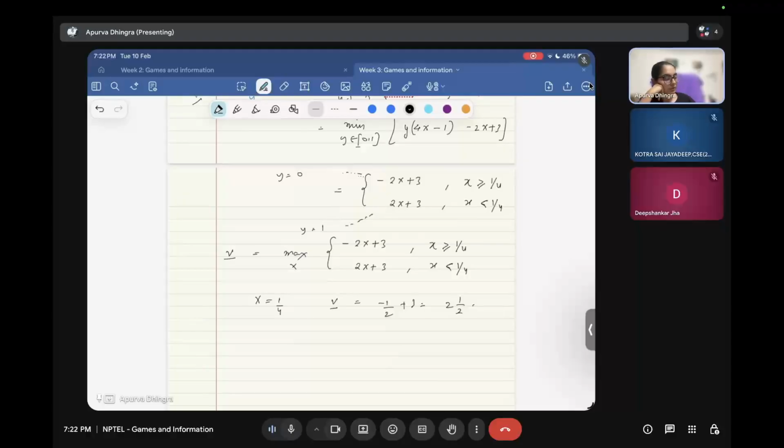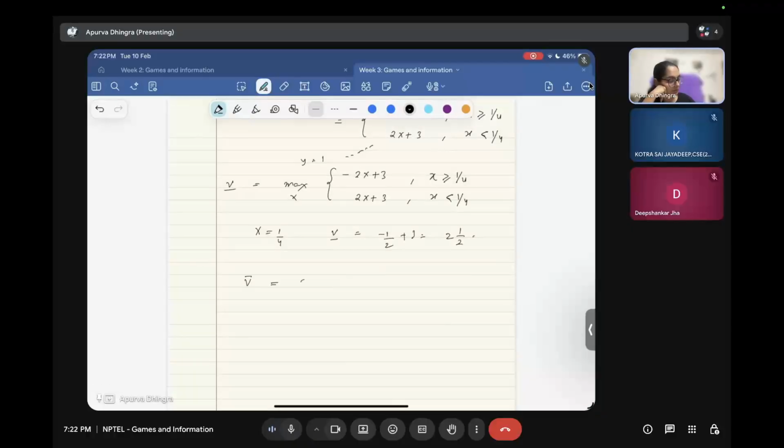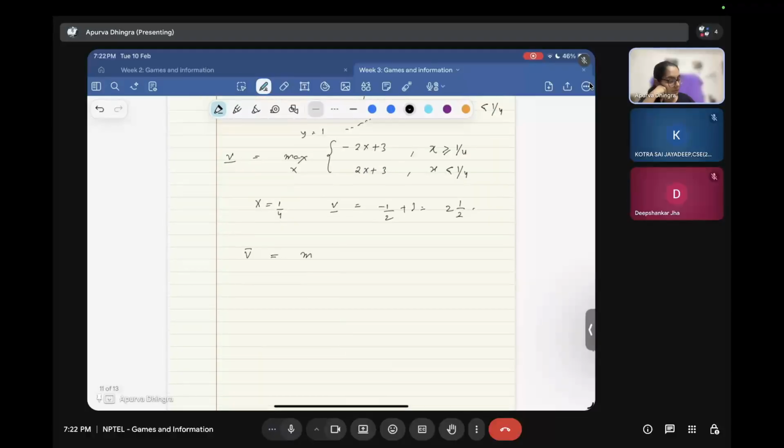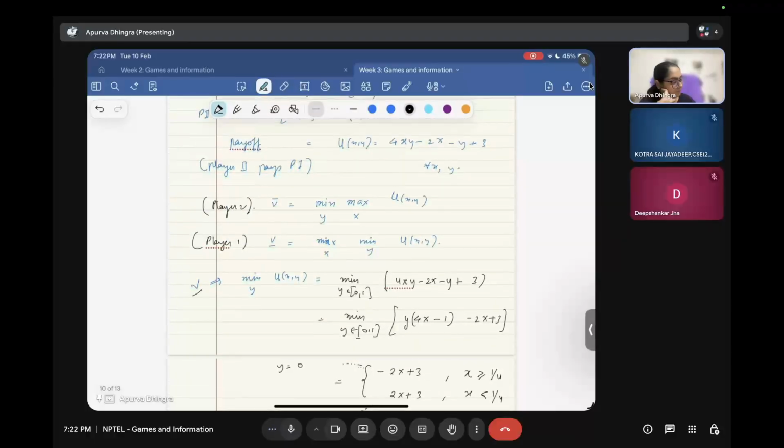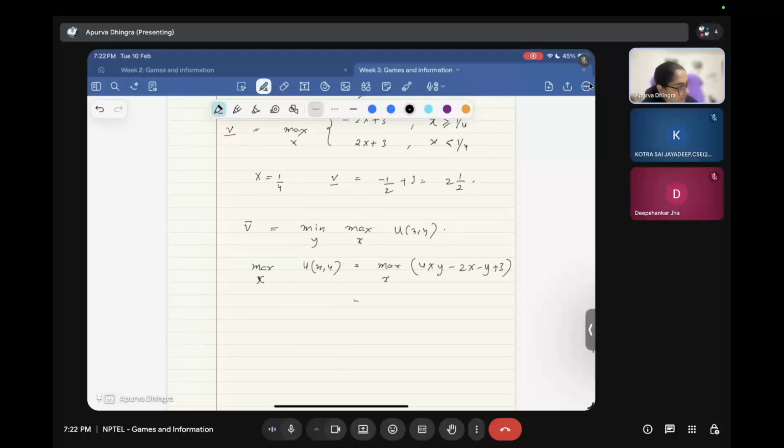Okay, if we repeat the same process for the other player, we would be looking at v bar, which is min with respect to y, and then max with respect to x for this u(x,y). So max with respect to x of u(x,y) is this 4xy minus 2x minus y plus 3. Similar arguments as above: this is linear, so we can just take things with respect to x together. That is 2y minus half.